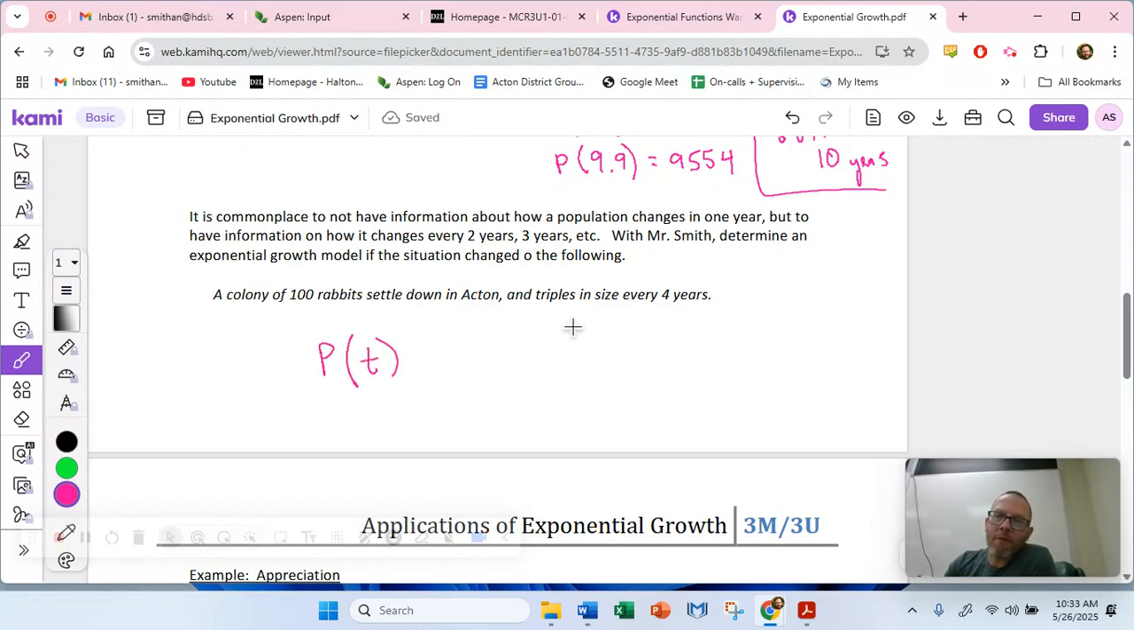Let's still use P for population, T for time. But this time we are going to need all of our 3 blanks. T divided by blank. Can you fill in the blanks for modeling a scenario like this?